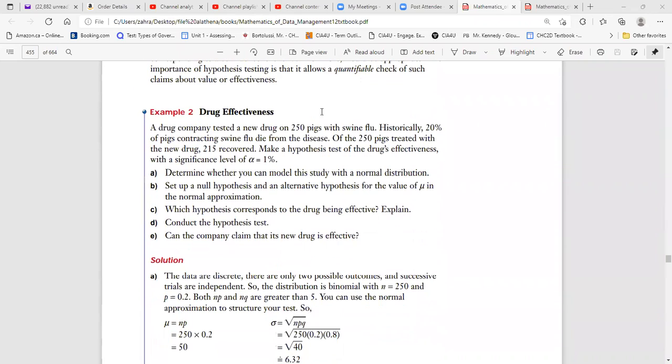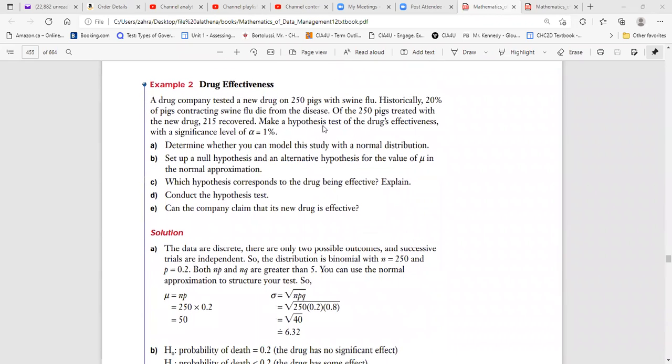Now here is drug effectiveness. A company tested a new drug on 250 pigs. So your N is 250. Historically, 20% of the pigs will die when they get the flu. So your P is 0.2 or 20%. Of the 250 pigs treated with the new drug, 215 recovered. 215 recovered means how many of them died: 250 minus 215 is 35. Sorry, 35 of them die, right?